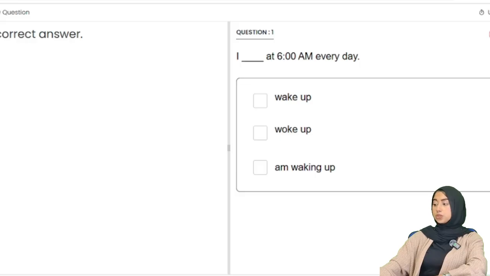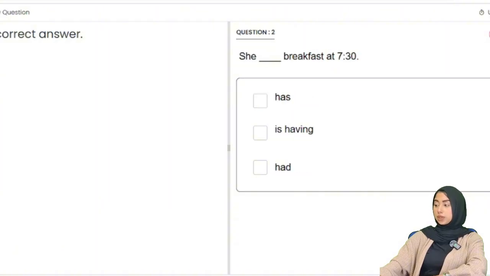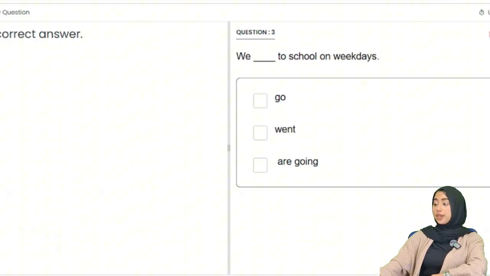So we simply have to choose the correct answer. So 1, I blank at 6 a.m. every day. Wake up, woke up, or waking up. Yes, wake up, good job. Question 2, she blank breakfast at 7:30. Has, is having, had. Yes, has, good job. Okay, 3, we blank to school on weekdays. Go, went, are going.